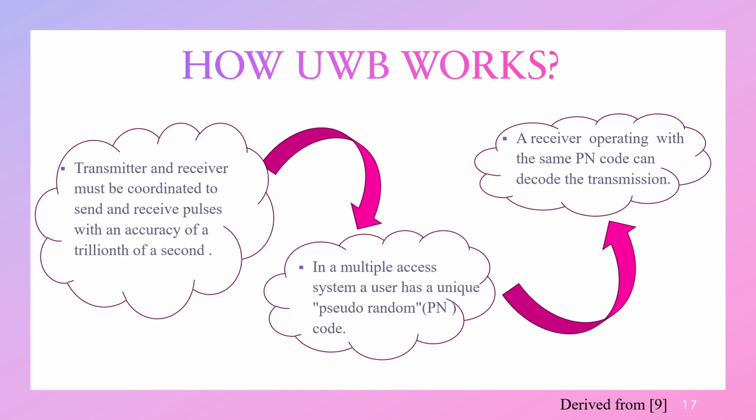How does UWB work? At first, the transmitter and receiver must be coordinated to send and receive pulses with an accuracy of a trillionth of a second. In a multiple access system, a user has a unique pseudo-random PN code. A receiver operating with the same PN code can decode the transmission.